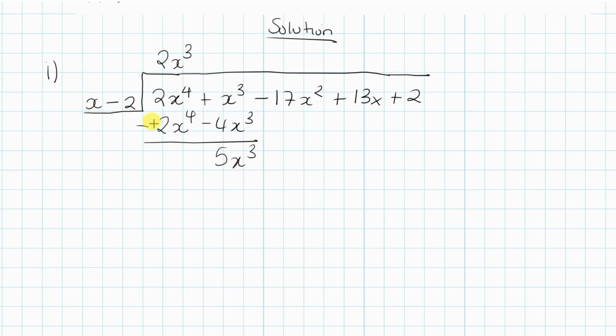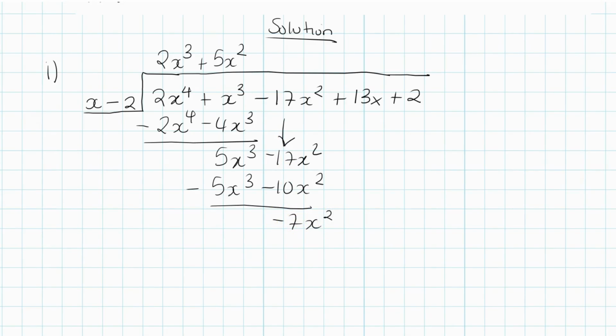Now you perform the same process again. 5x cubed divided by x is going to be positive 5x squared. 5x squared times that, but before you perform the multiplication, you're going to bring down the negative 17x squared. So now you can perform the multiplication here. 5x squared times x minus 2 is going to be 5x cubed minus 10x squared. Then you subtract. That's going to be 0, and there it's going to be negative 7x squared.